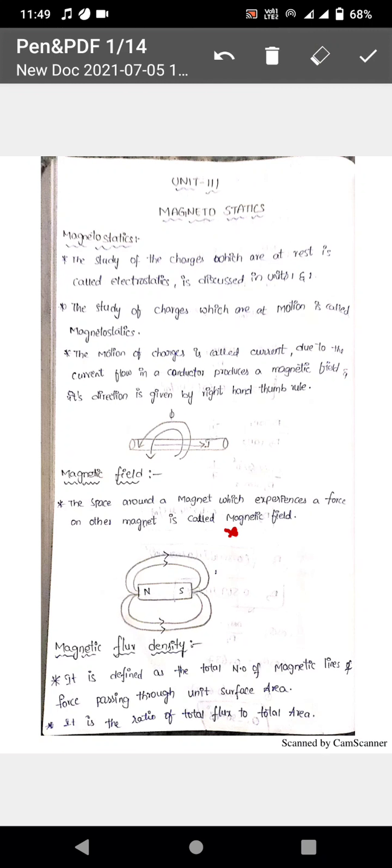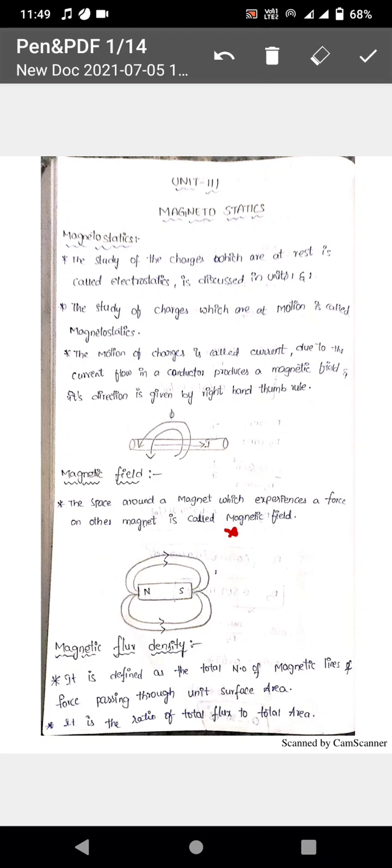Hi to all. In the previous classes, we started Magnetostatics. But if you teach orally, then you can't understand. And if you prepare the entire chapter wise, then you can easily understand, and you can easily score the marks.